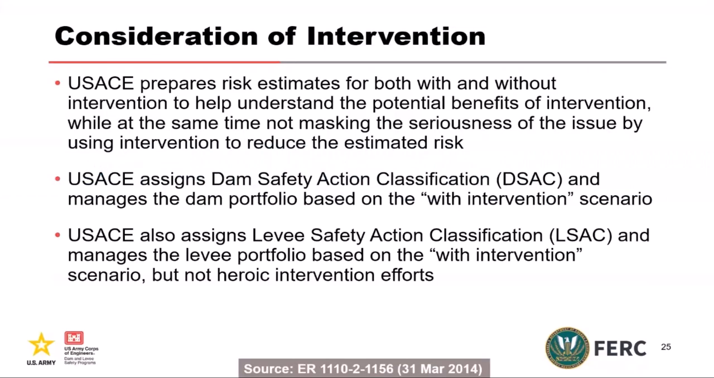All right, so now we're talking a little bit about intervention, because it's important. We prepare risk estimates for both with and without intervention to help understand how much intervention is playing into our decisions. At the same time, we use the with-intervention estimate to do all of our decision making, but at least we can tell you what it is without it. And then we assign our safety classification with the intervention scenario. Bottom line, the role that intervention has played, especially in levees, to reduce the probability of failure is actually a lot. We do a lot of flood fighting every year, a lot. And it does play into what the risk is, so you need to spend some time on it.